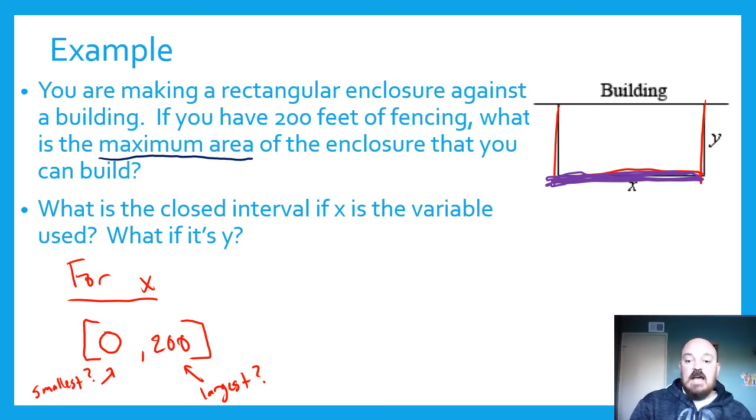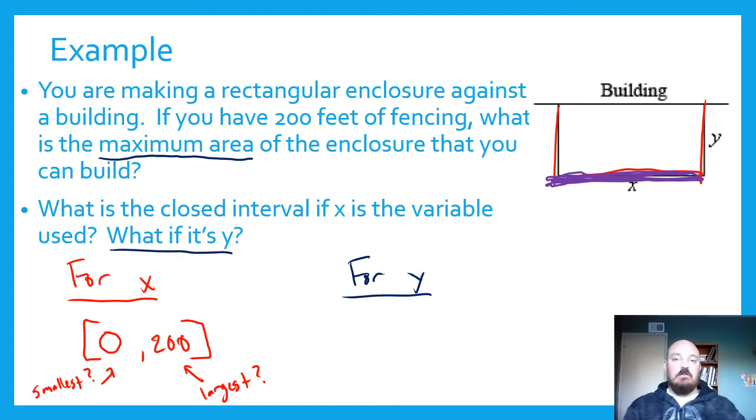Now after that, I said, okay, well, what if it's y? What if we're actually using y instead of x as our variable? And again, we'll talk in part 2 about when you use x and when you use y. That's not really what we're doing right now. But if we did decide to use y in the problem, then what's our closed interval?